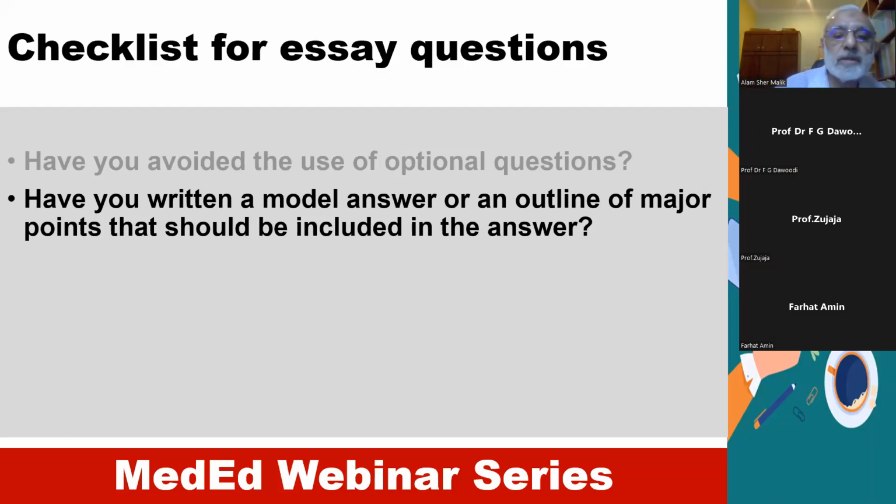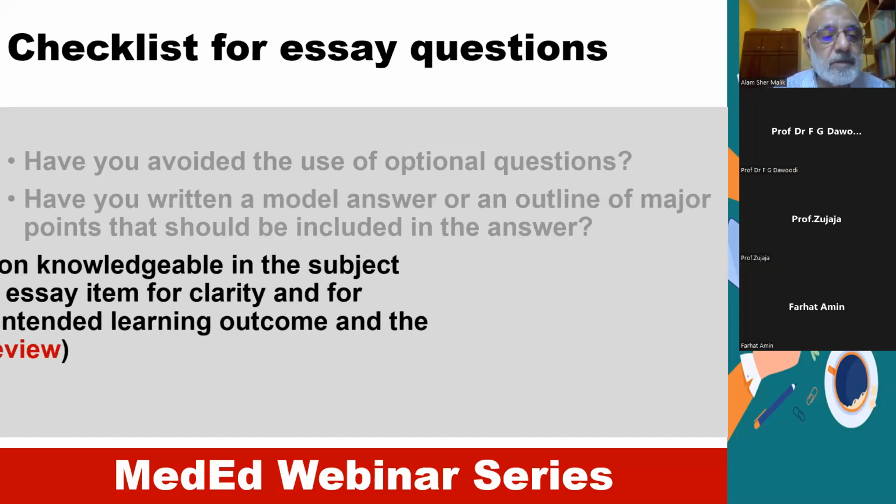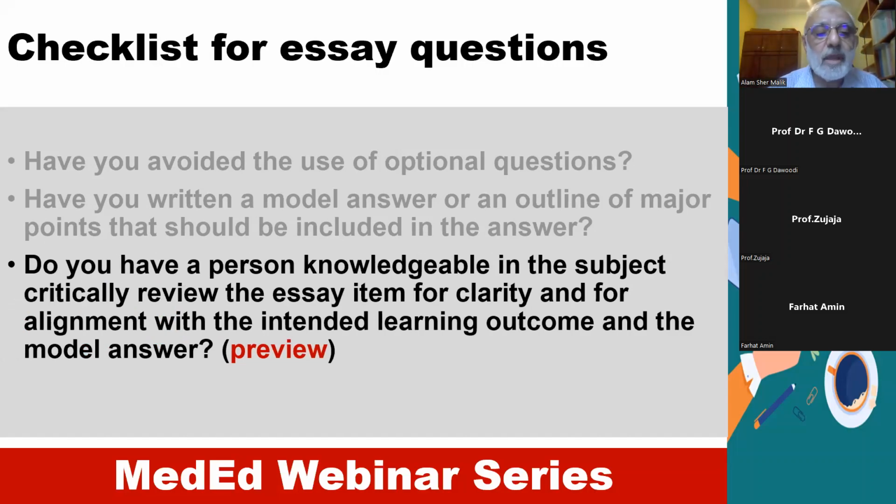I think this is one of the most important aspects of constructing essay questions, preparing the model answer at the same time. Do you have a person knowledgeable in the subject critically review? That's the preview which we were just talking about. So this is another checklist item: whether we have gone through the process of preview for that question.